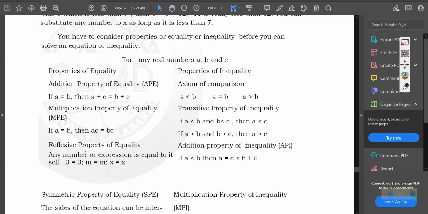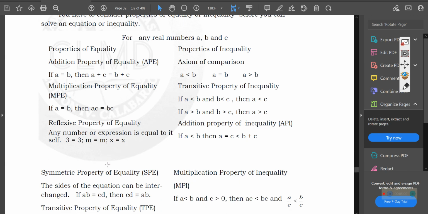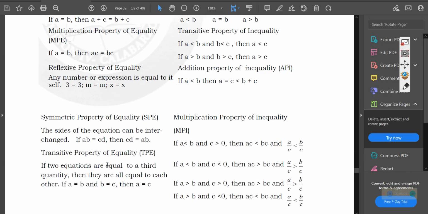Next is the reflexive property of equality, which states that any number or expression is equal to itself. So, parang reflection, di ba? Parang salamin. Okay? 3 equals 3. So, pareha sila. M equals M. X equals X. Ano po? So, ito naman ay madaling intindihin. Self-explanatory na to.